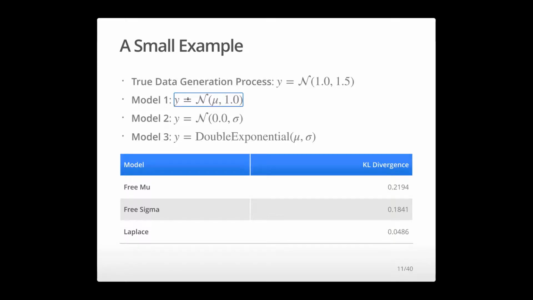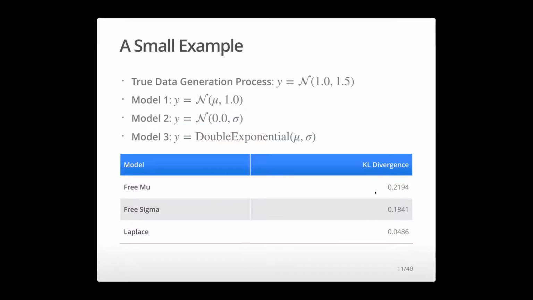So model 1 is right distribution, potentially right mean, wrong standard deviation. Model 2 is right distribution, wrong mean, right standard deviation. And model 3 is wrong distribution, right mean and right standard deviation. So each of those is wrong and not really the true data generating process, but in a different way.